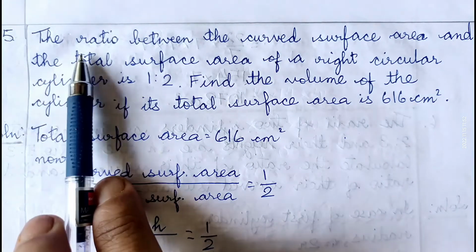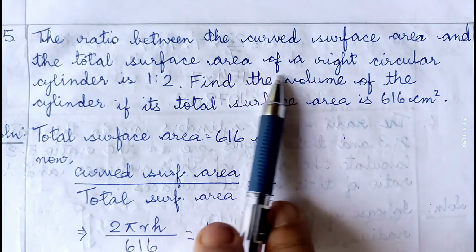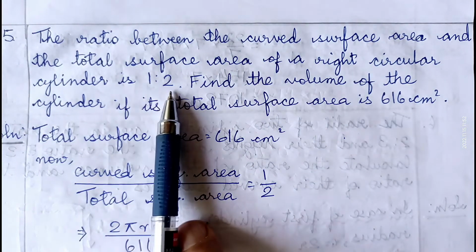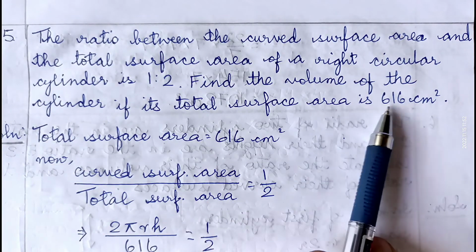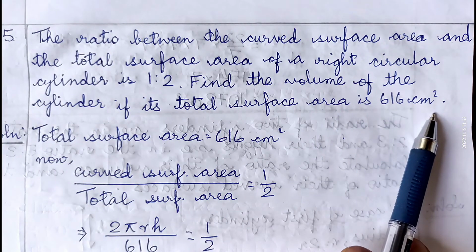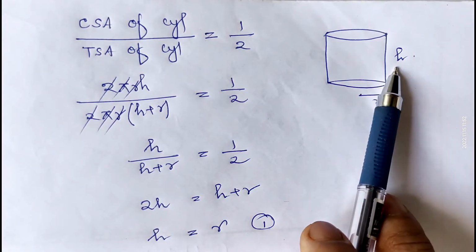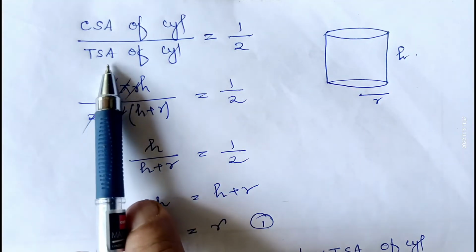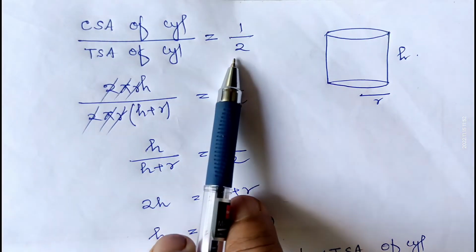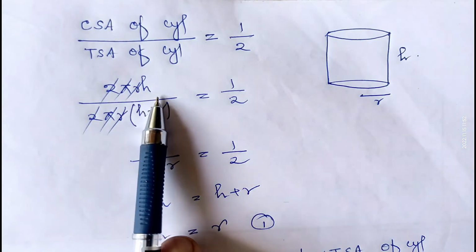Question number 5 is, the ratio between the curved surface area and the total surface area of a right circular cylinder is 1:2. Find the volume of the cylinder if its total surface area is 616 cm square. Suppose this is the cylinder whose radius is r and height is h. In the question it is given that curved surface area of cylinder by total surface area of the cylinder is 1/2.